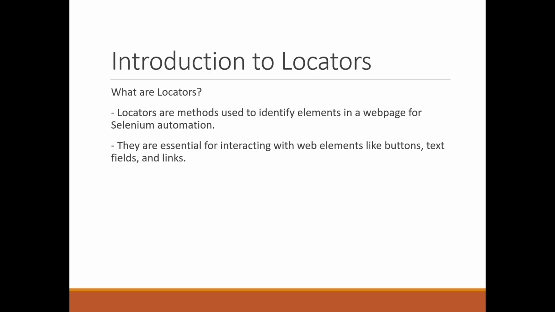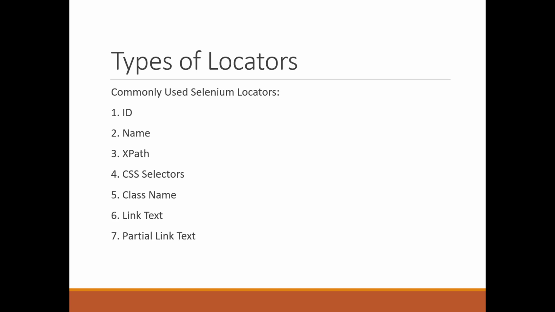Introduction. What are locators? Locators are a method used to identify elements in a web application for Selenium automation, and they are essential for interacting with web elements like buttons, text fields, and links. So in this section, we are going to take each different type of locator, and I will demonstrate on a real web application how to find those locators.